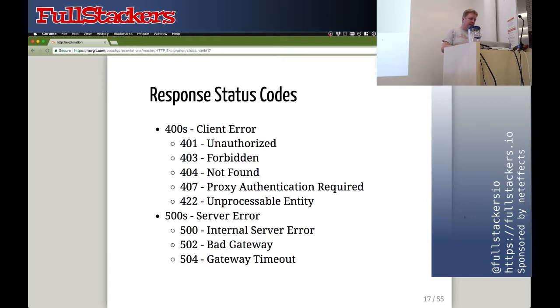The one I tend to use most for an API is 422, which basically says, hey, this is well-formed XML or well-formed JSON, but hey, I require you to have this field and you didn't include it. So 422 is usually the best option for that.